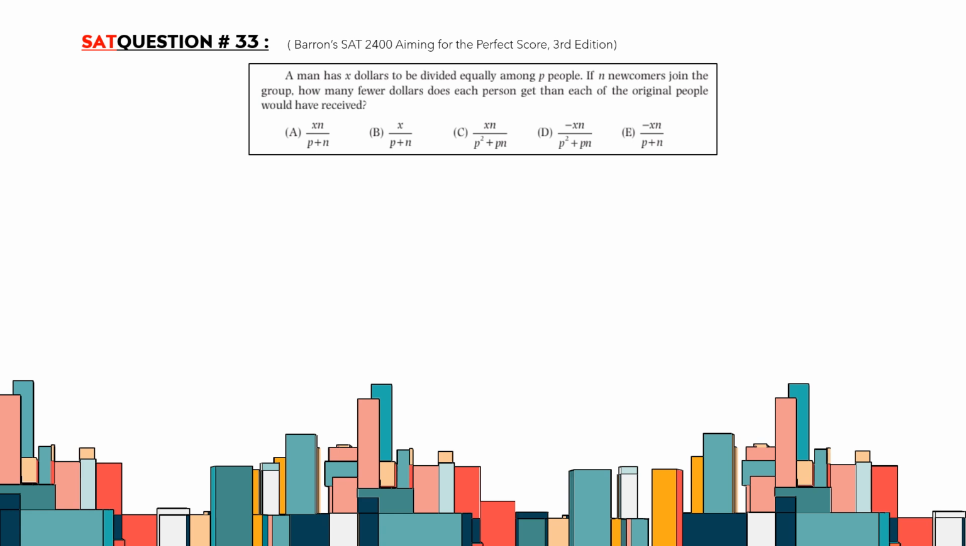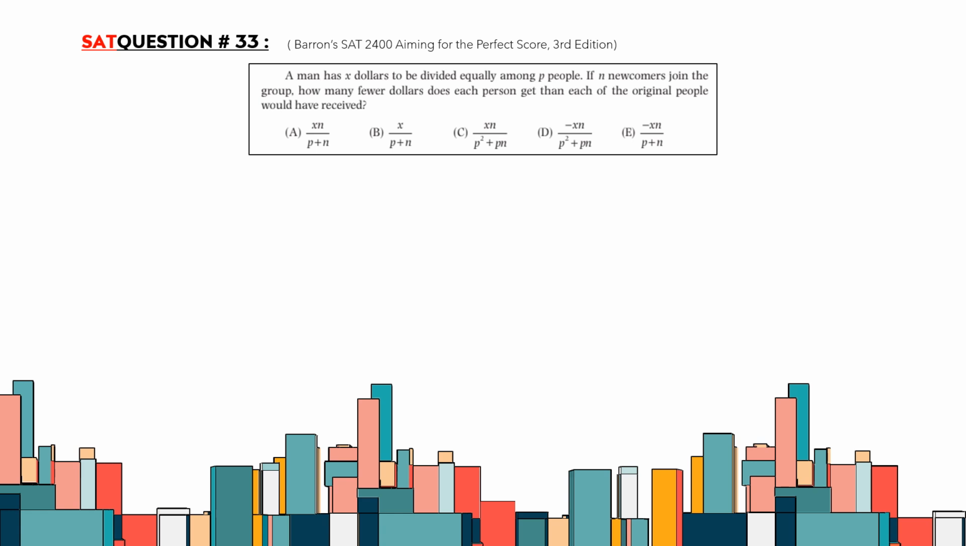A man had X dollars to be divided equally among P people. If N newcomers joined the group, how many fewer dollars does each person get than each of the original people would have received? Okay, so before we start, let's think about the numbers instead of the letters in this case.